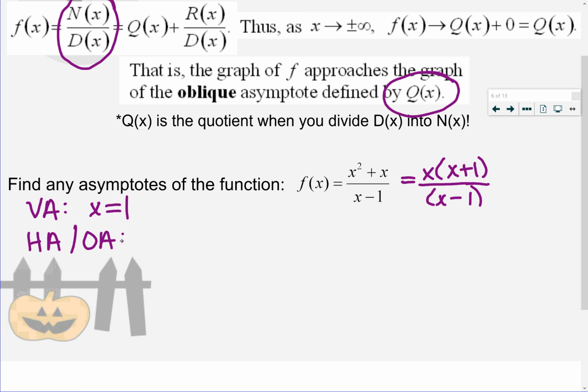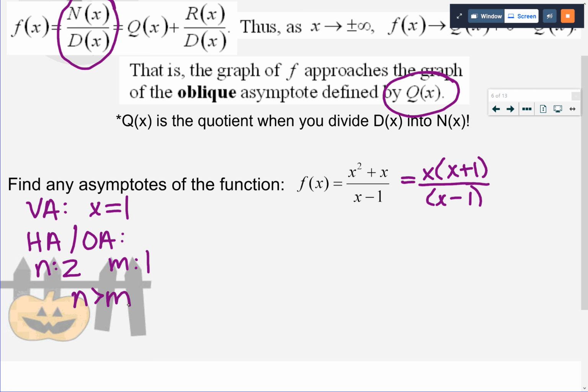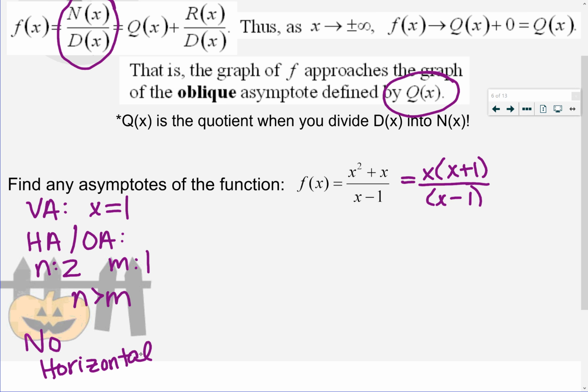In either case, we compare n and m. What is n, the degree of the numerator? 2. m, the degree of the denominator, is 1. n is greater than m. So there are no horizontal asymptotes, and instead there is an oblique asymptote. So now how we calculate it is we're going to literally do the division. Numerator divided by denominator. Am I allowed to use synthetic division this time? Yes, right? Because my denominator is linear.